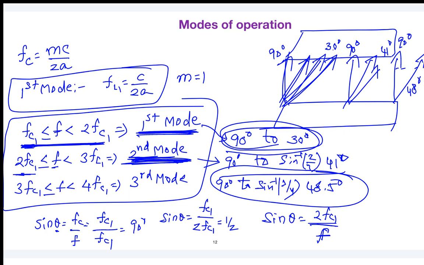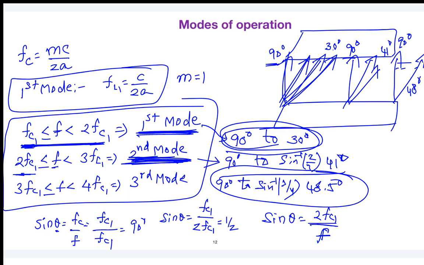And one more thing you can notice here: the same wave angle is getting repeated in different modes. Is it possible or not? You can see the same wave angle is possible for all the modes. Exactly. You can see here 90 degrees is there in all the modes. Whether it is the first mode or second mode, it is there. So you can see that the wave angle can be repeated between two different modes.